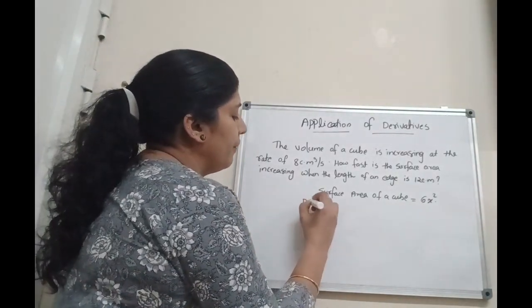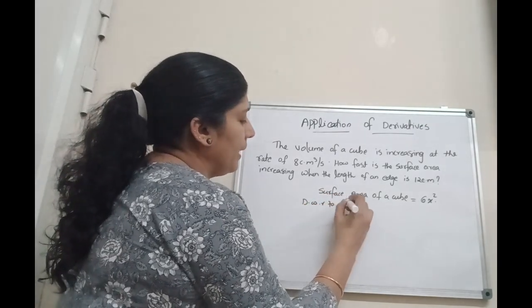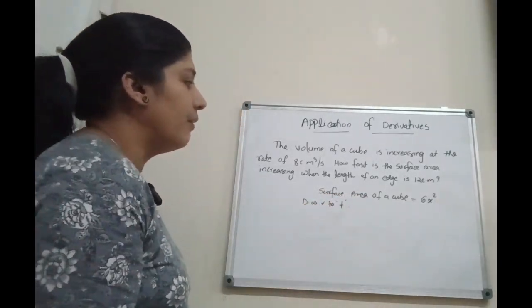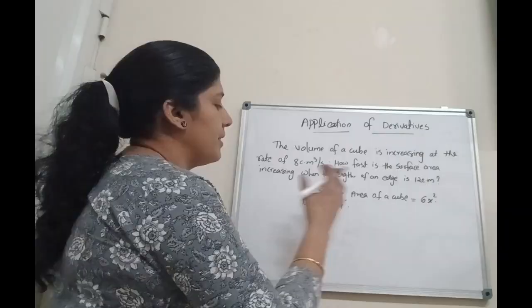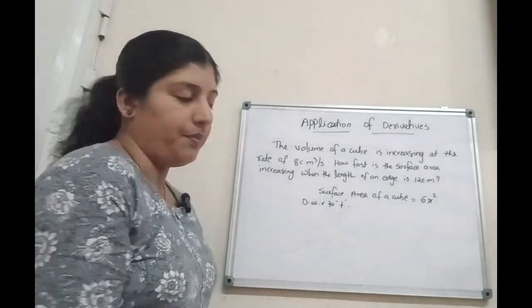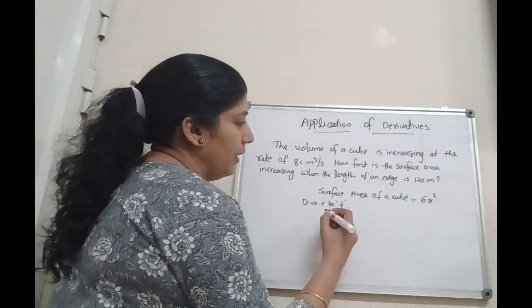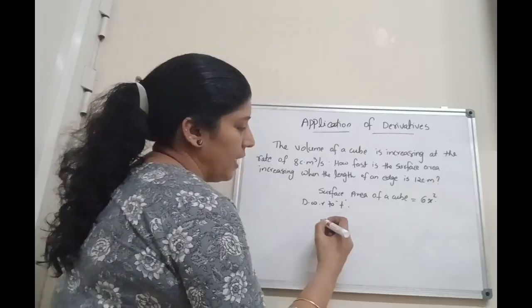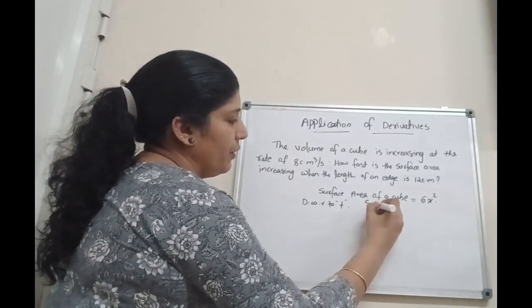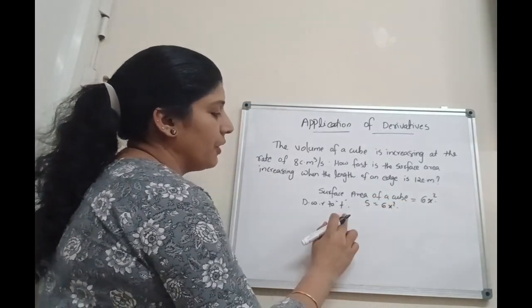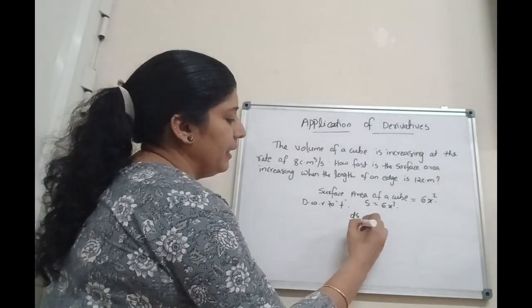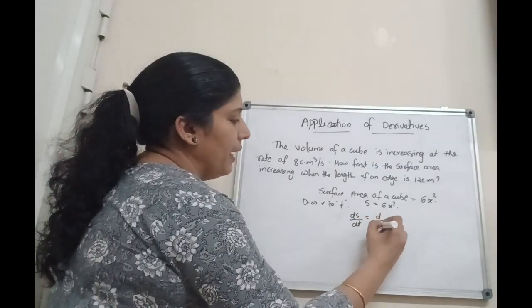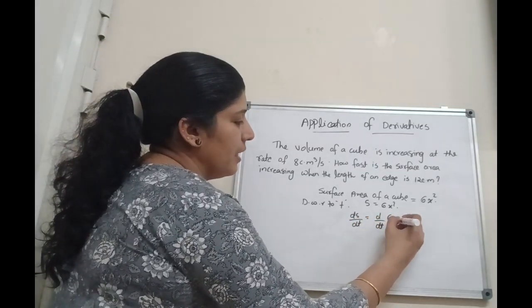Next, we have to differentiate with respect to t. That is, here we have to calculate the rate of change of surface area with respect to time. Therefore, we have to differentiate with respect to t. Here S equals 6x square. Then differentiate with respect to t. Therefore, dS by dt equals d by dt of 6x square.